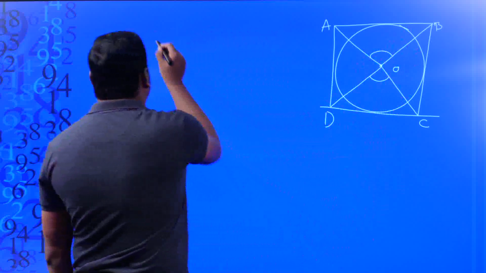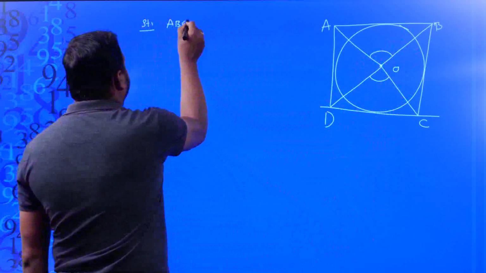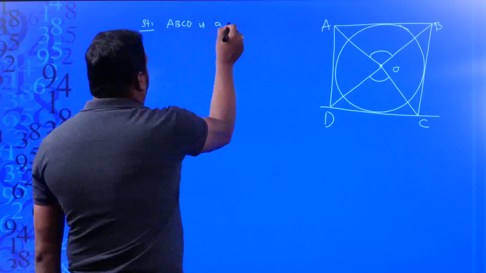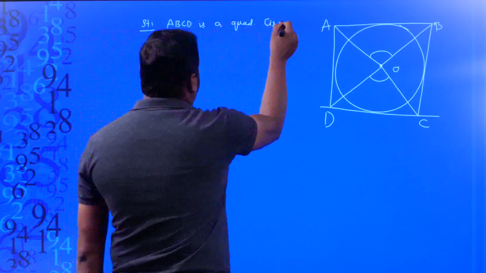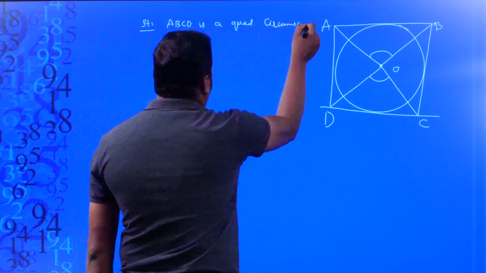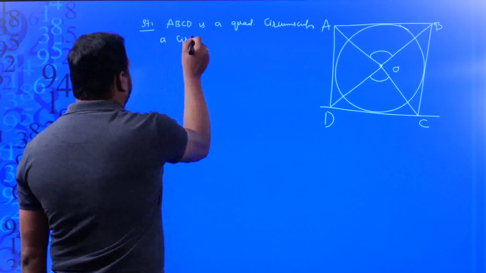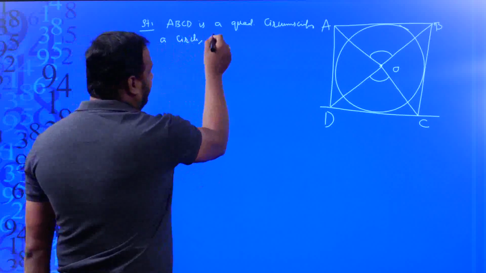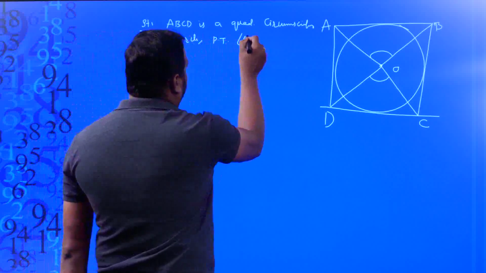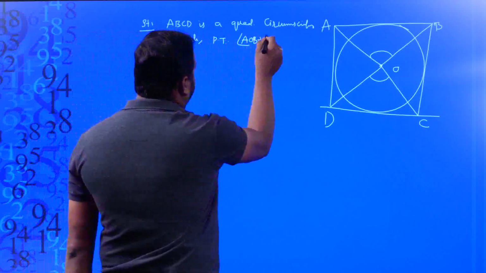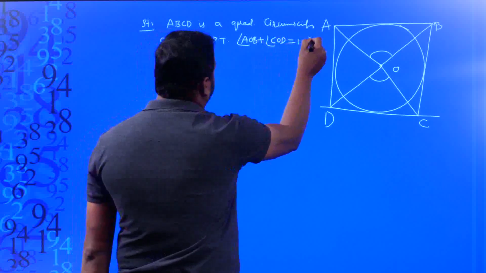What is the statement? The statement here is: ABCD is a quadrilateral circumscribing a circle, then prove that angle AOB plus angle COD is equal to 180 degrees.